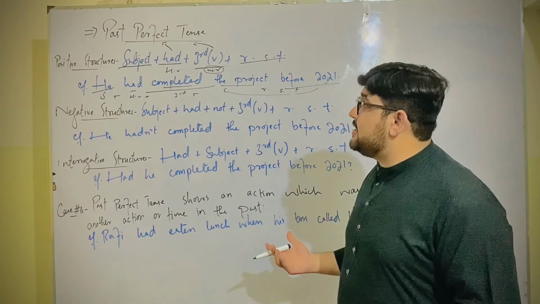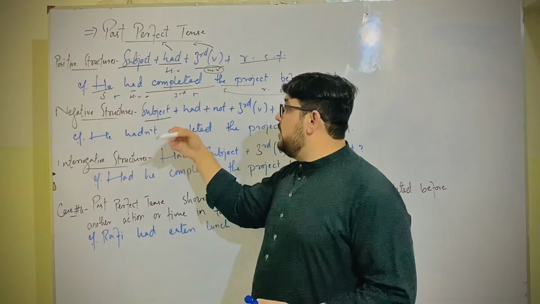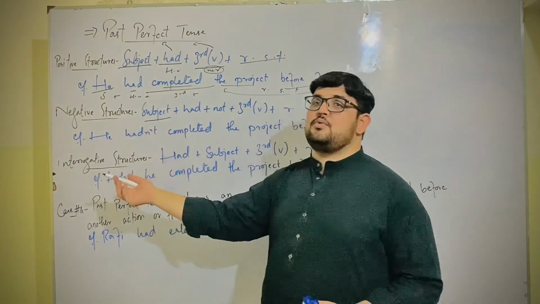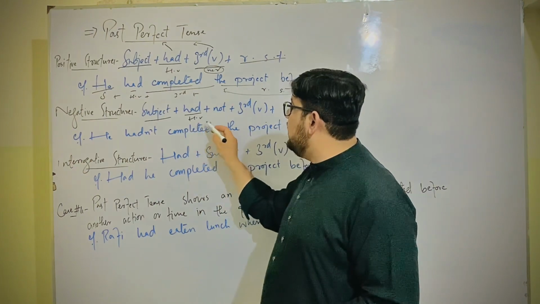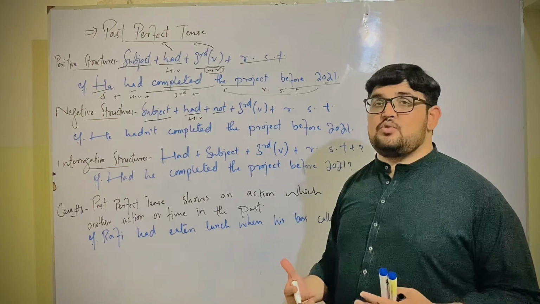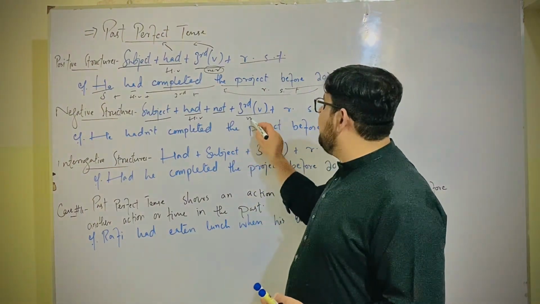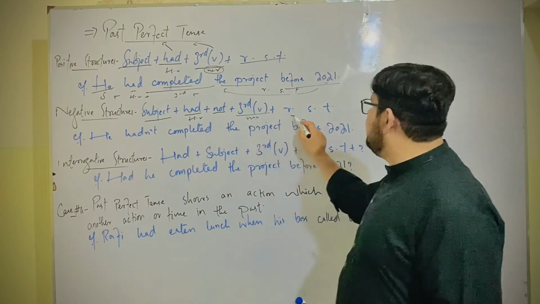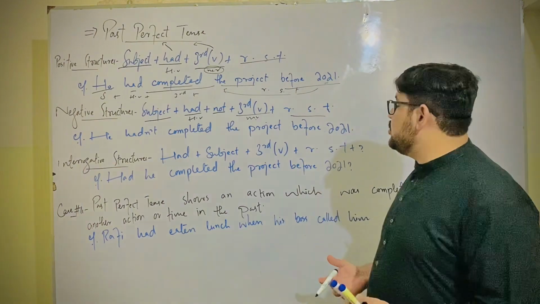How can we construct a negative sentence in the past perfect tense? We follow the negative structure. We need a subject, we need an auxiliary verb or helping verb. Not is an adverb of negation which is used to turn the sentence negative. Plus we use the third form of the verb as the main verb plus the rest of the sentence. Like, he hadn't completed the project before 2021.